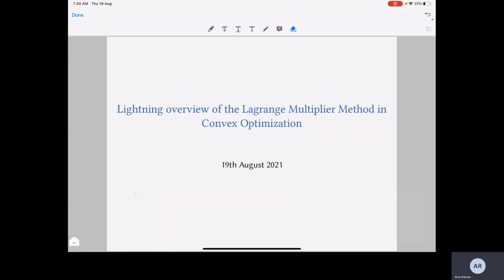Welcome to today's lecture. Today we will be doing a lightning overview of the Lagrange multiplier method in convex optimization. We will not be going into too many details of the Lagrange multiplier method, but we will just make it so that we have a working knowledge and understanding of the whole method and what is going on behind the scenes.